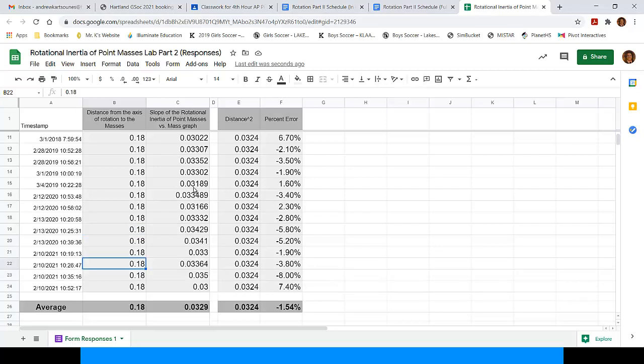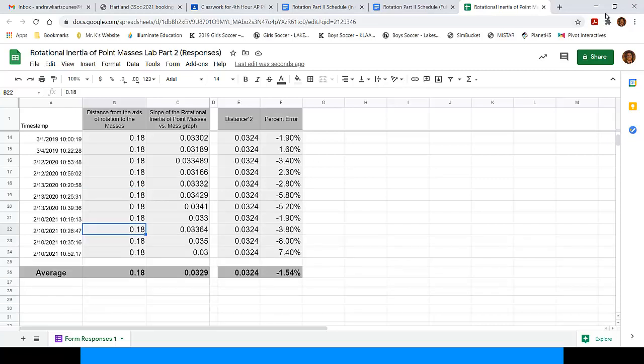Now, how might these be related? Well, if we go back here and we look, right, this is where we had the units on your slope were meters squared. Oh. So maybe let's try squaring the distance. Right? 0.18 squared is 0.0324. Oh, look at that. It is essentially the slope that we got on our linearized graph. And as a class, we're off by about 1.5%, okay?